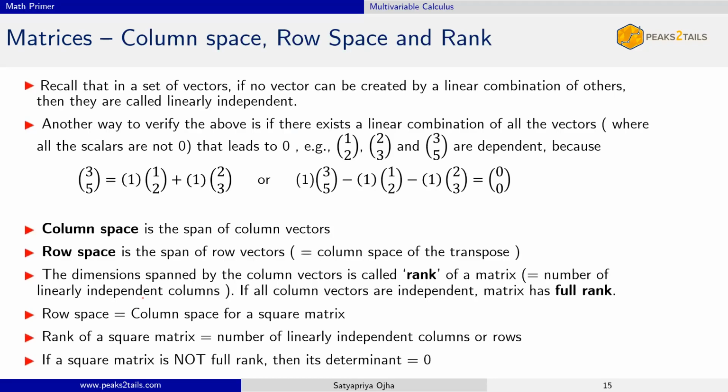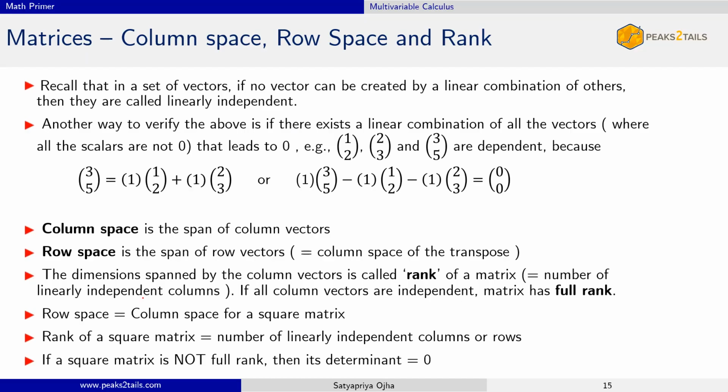Let's talk about column space, row space, and rank of a matrix. Now remember, in the case of vectors, we discussed vectors being linearly independent. Remember? If two vectors basically replicate the same direction, for example, then they are dependent. If there is some non-zero angle between them, then they become linearly independent.